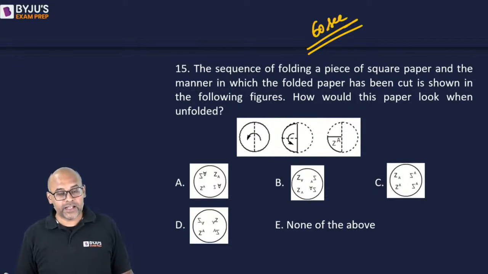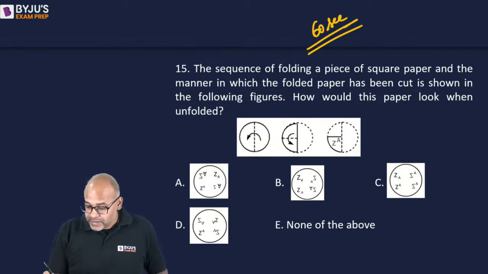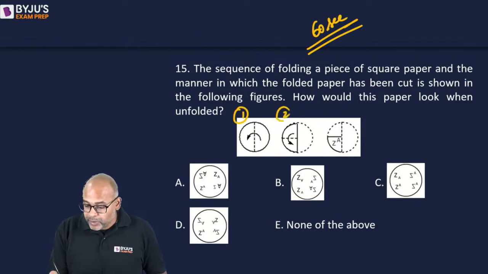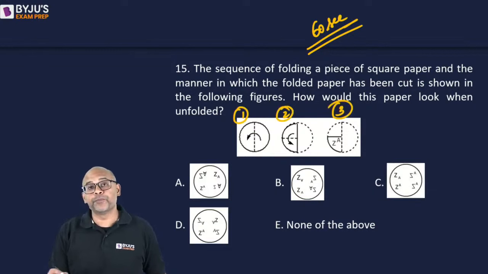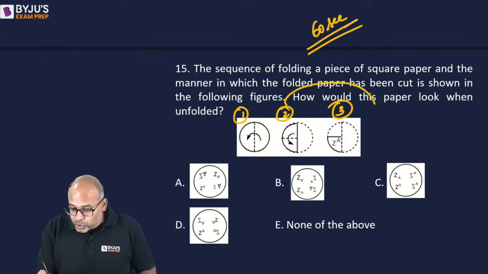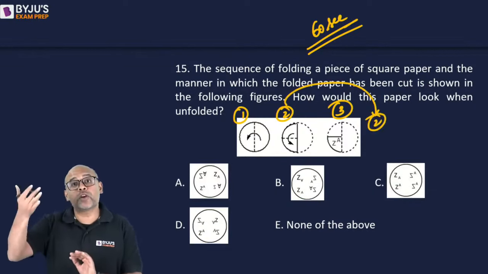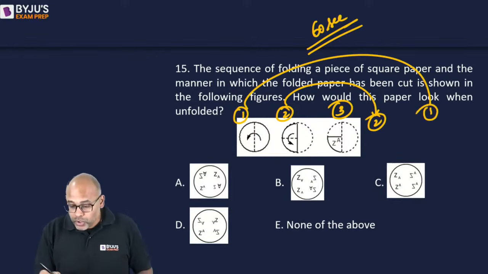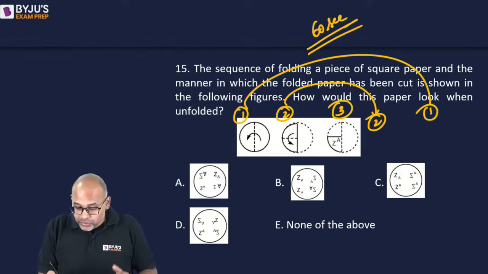Very good. Lot of correct answers. So the logic is your unfolding should happen in the reverse order. So this is step number 1, this is step number 2, and this is your step number 3. When you're unfolding, your 2 should come here. So the reverse of 2 should happen. Then the reverse of 1 should happen. So when your 2 reverses, this is folding like this, so unfolding will be like this.